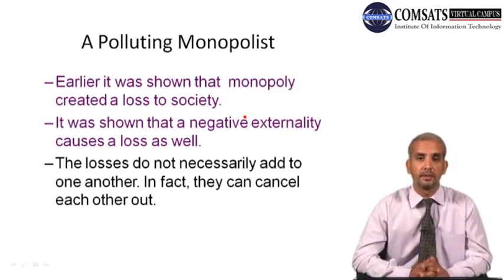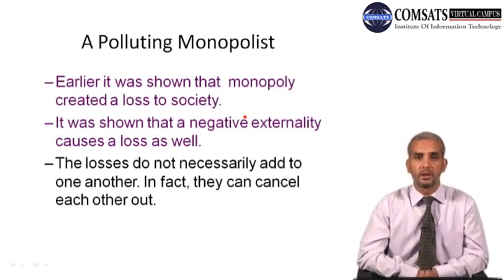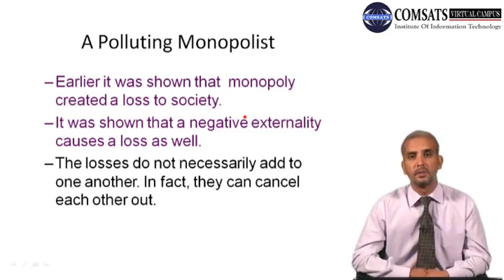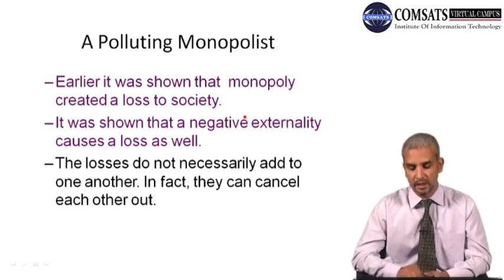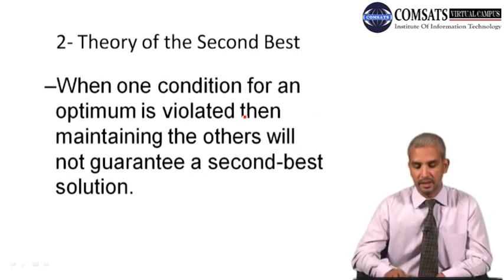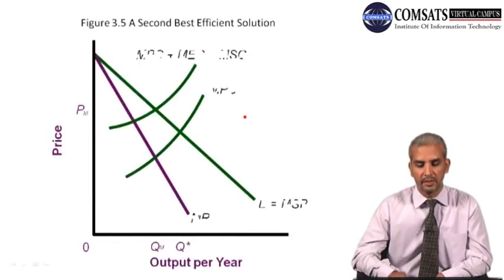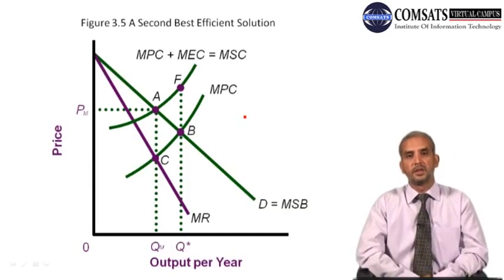If that monopoly is polluting in the environment, there is a negative externality. In case of a negative externality, it would benefit the government to reduce the quantity being produced. So there is a dilemma over here, and the losses do not necessarily add to one another. In fact, they can cancel each other out. So if we discuss that, when one condition for an optimum is violated, then maintaining the other will not guarantee a second best solution. This is basically the theory of second best. But first, let us do the graphical analysis to explain the point of second best efficient solution.